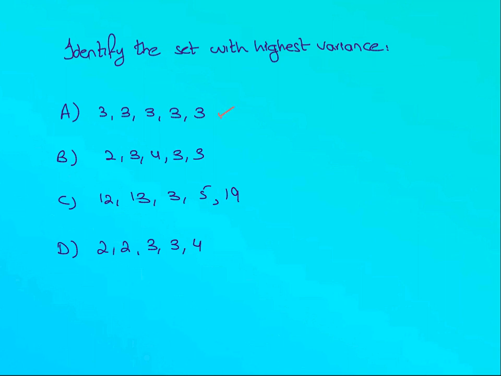So if I look at this set, there is no dispersion at all, the values are 3. There is some dispersion here, and there's a lot of dispersion here, because there's a 3, then there's a 19, there's 13. So dispersion obviously is greatest in set C. So the answer is C. That's all you have to do. Just check for the consistency or dispersion.